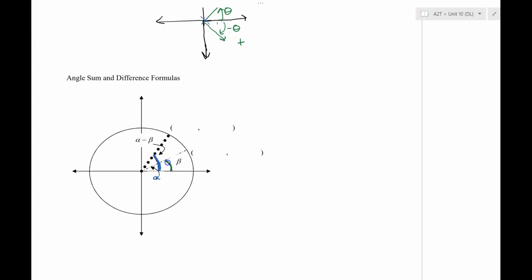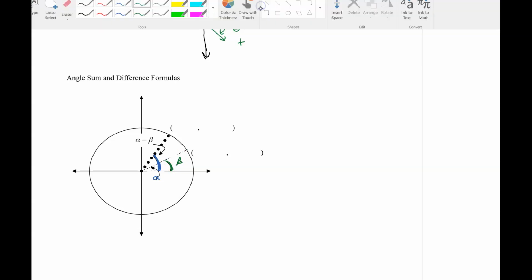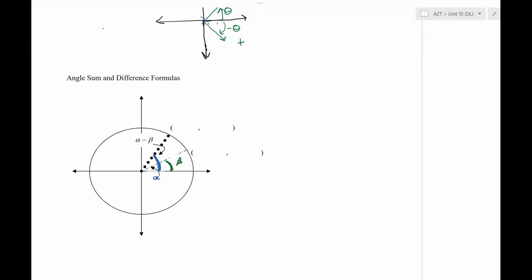And then we have this little angle right here, and we're going to call that beta. And if I take alpha, which is the bigger angle, and I subtract beta, I'm left with this measurement, which is just alpha minus beta, which makes sense. You have the bigger angle of alpha, and you subtract the smaller angle away from it. What are you left with? The difference, right?